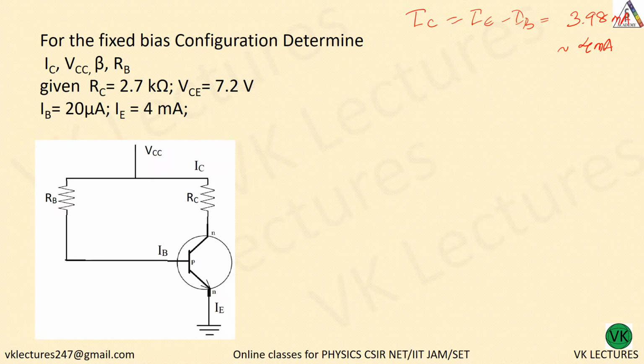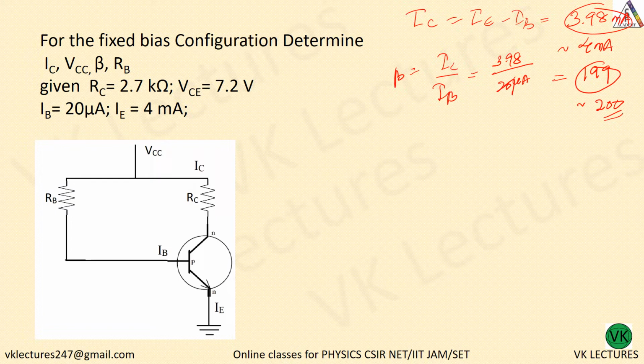Now once I got IB or IC, I can find out beta. Beta is nothing but IC by IB. IC is equal to 3.98 divided by IB equal to 20 microampere. So this will give me around 199, or you can simply take 200. Okay.